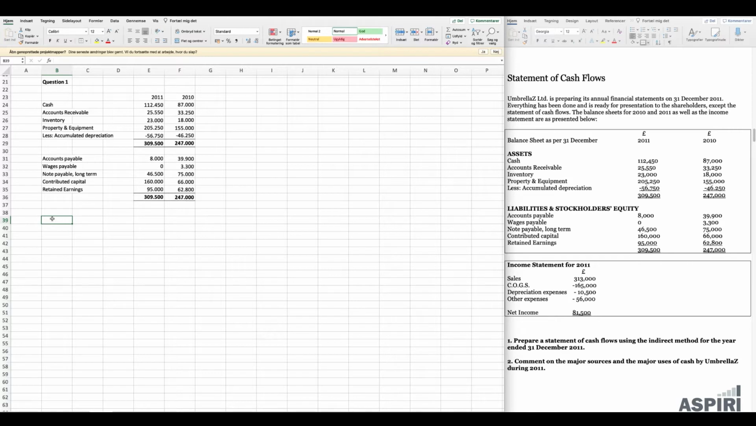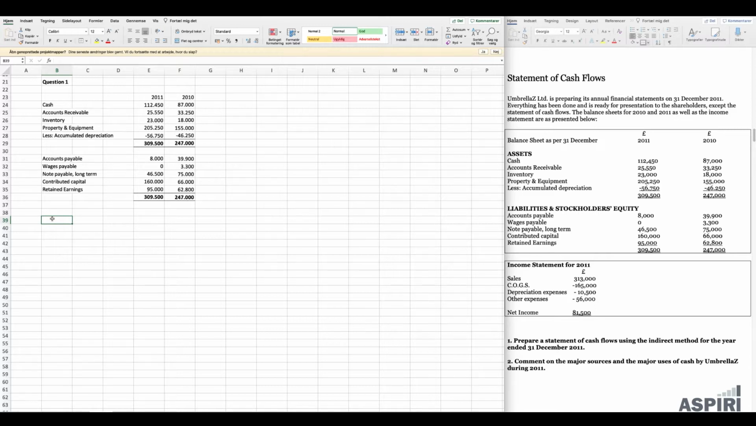We are now ready to move into the actual meat of the exercise, and as you may have noted and have a chance to read, we are being introduced to a company called Umbrellas Limited, and it is preparing its financial statements on 31st of December 2011. What you can see is that everything has been made ready for the presentation to the shareholders, except the statement of cash flows.